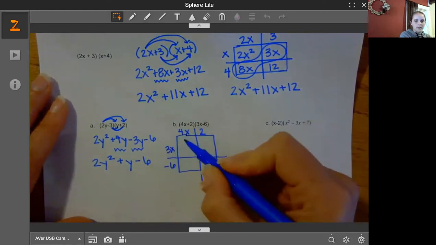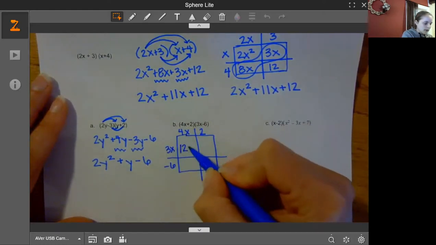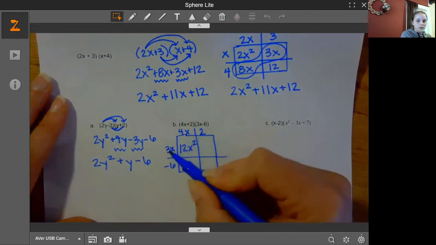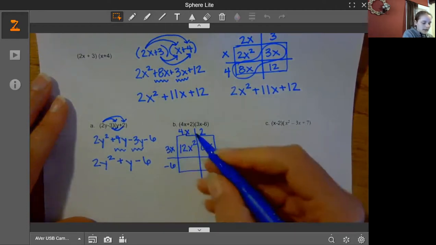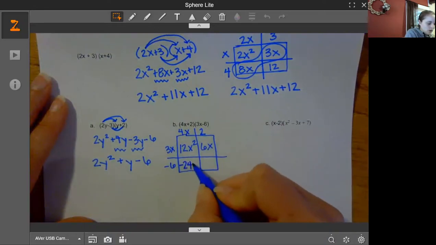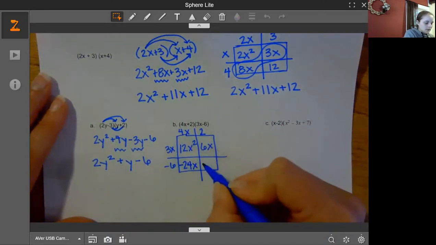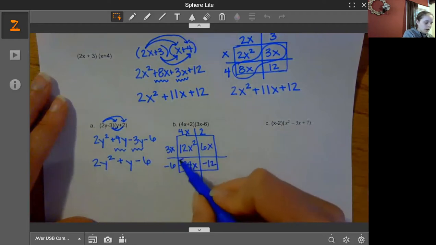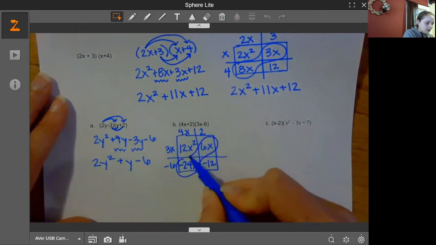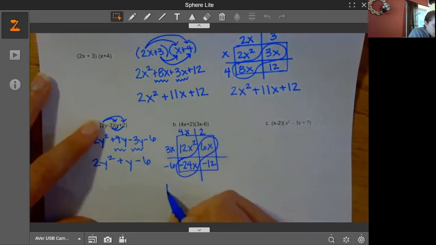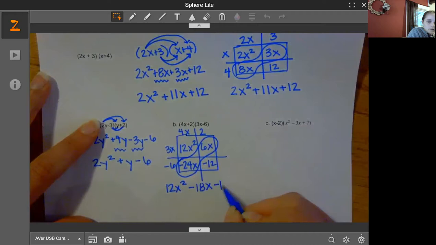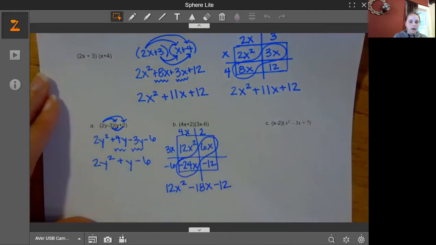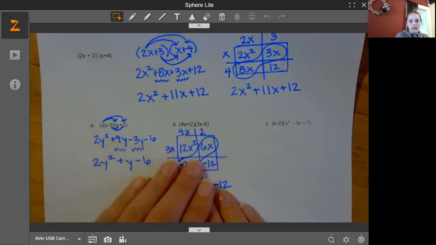All right, so 3x times 4x gives me 12x squared. 2 times 3x gives me 6x. 4x times negative 6 gives me a negative 24x. And 2 times negative 6 gives me a negative 12. Again, if you look right here in the middle, you're going to have some like terms. All right, so we get 12x squared minus 18x minus 12. All right, so again, either way you want to do this is fine.